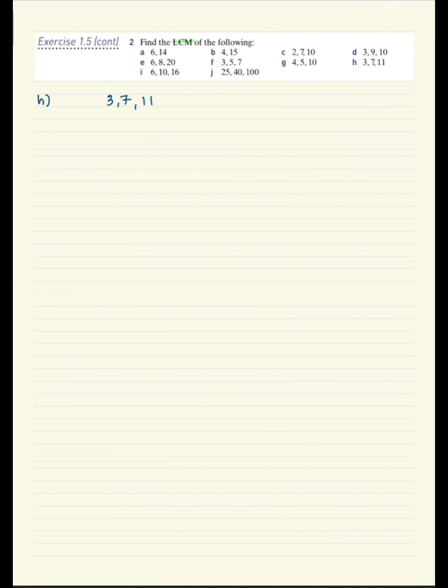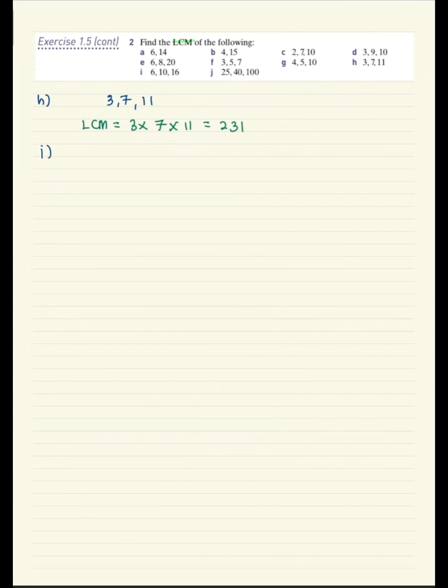Let's look at question H. 3, 7, and 11. There isn't a common number that these numbers are divisible by. Therefore, the lowest common multiple is simply 3 multiplied by 7 multiplied by 11, which is 231.